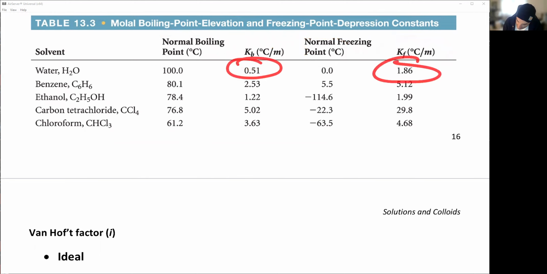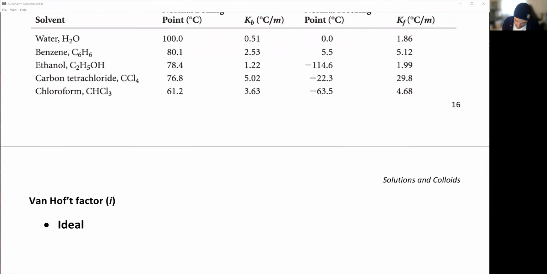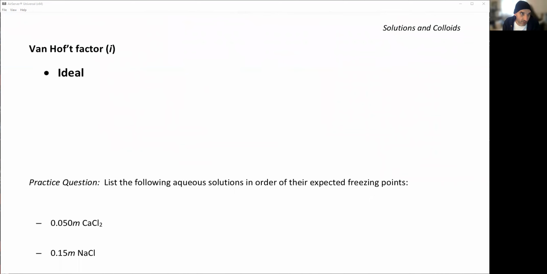Here's the KB and the KF for freezing and boiling of water. You're going to have to be provided those or asked to solve for those. Those are not always easy to get. So the idea behind the Van Hoff factor.